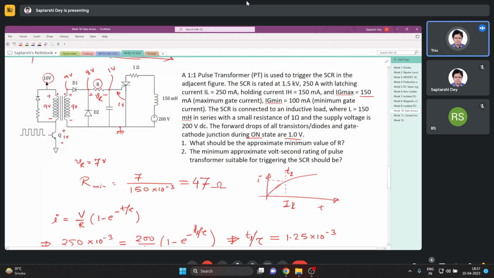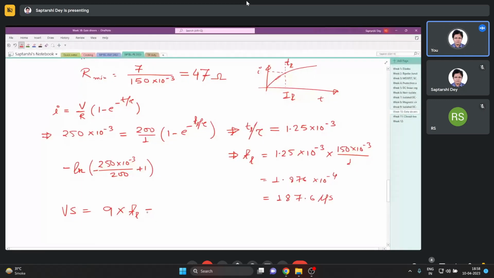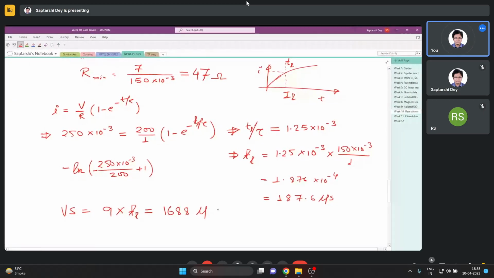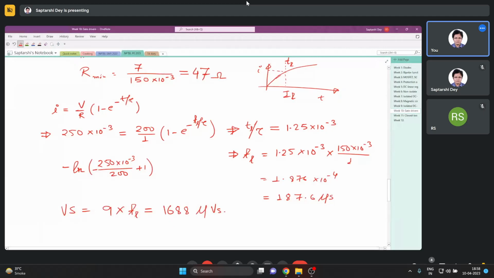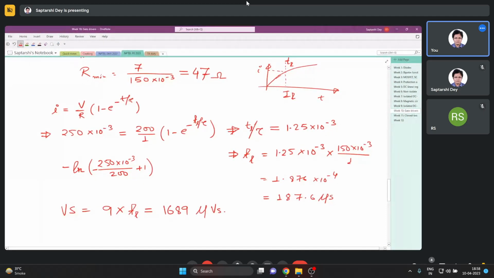There is a minimum time we have to keep the switch on, or we have to give a gate pulse to Q. Now we have the time, so volt second we can find out, that will be simply 9 times TL. 9 is the voltage that is coming. Some 1688 microvolt second, or 89 maybe. So this is the required volt second for the transformer.